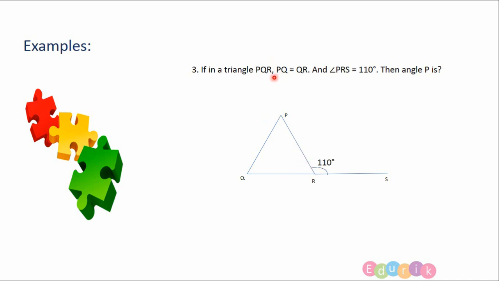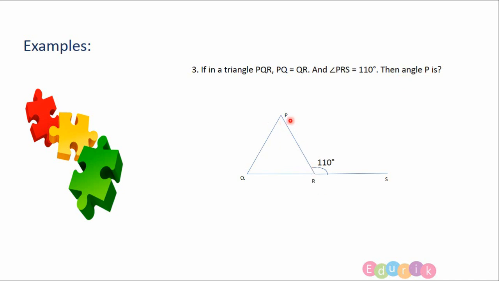Now as the triangle PQR is isosceles, PQ equals QR, these two sides are equal. So this will mean that this angle and this angle will be equal. So if this angle is 70 degrees, then this angle will also be 70 degrees. This is what the question is asking. So our answer will be 70 degrees. Angle P will be 70 degrees.